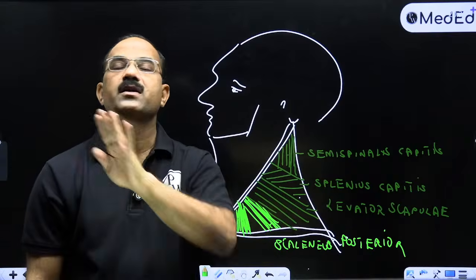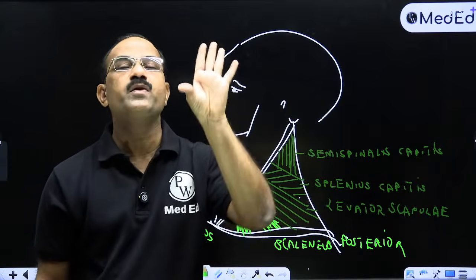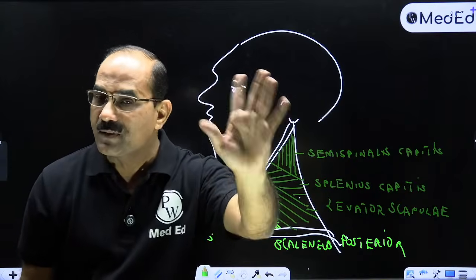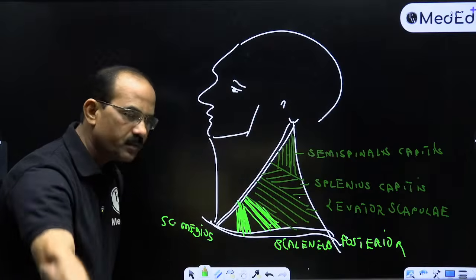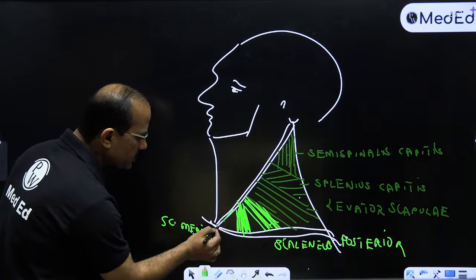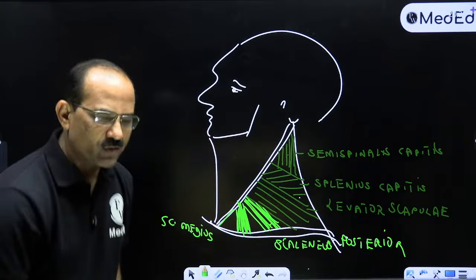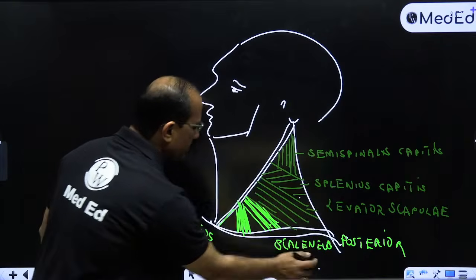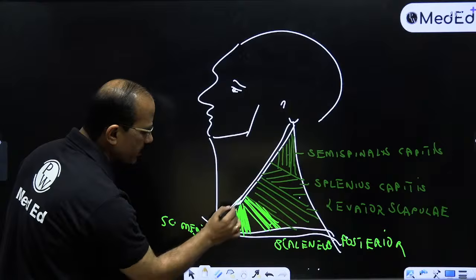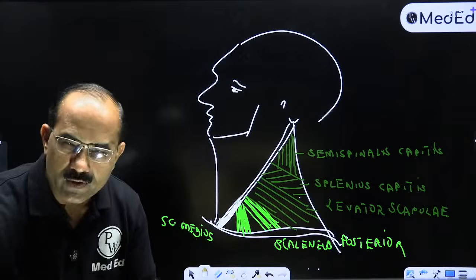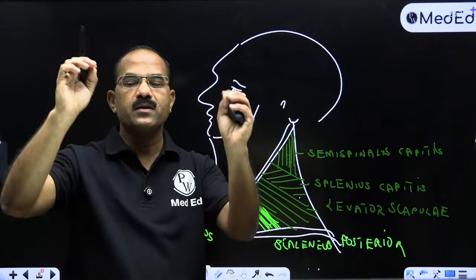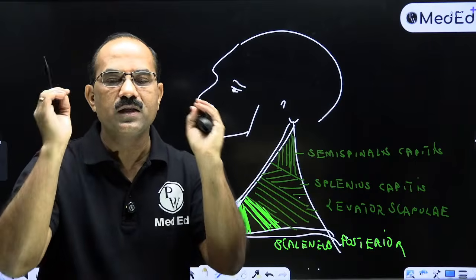Scalenus anterior is not lying in the floor of the posterior triangle. Remember, this comes in the MCQs. The scalenus anterior muscle lies behind this. What is this muscle? The sternocleidomastoid. So the scalenus anterior lies behind the sternocleidomastoid. So we do not include the scalenus anterior in the floor of the posterior triangle.